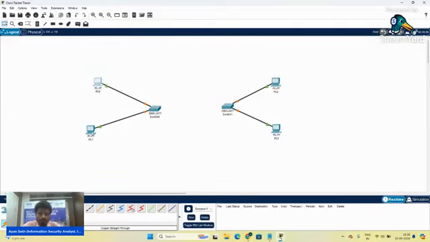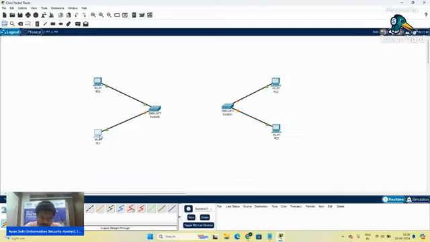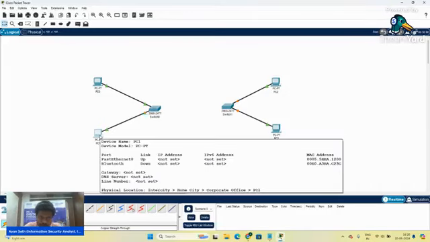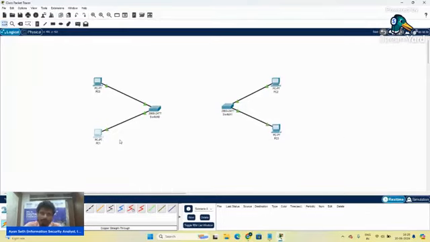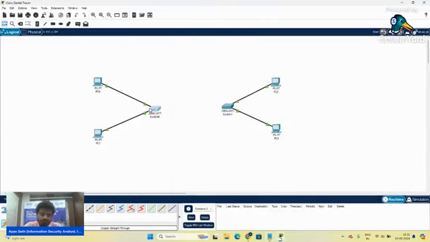Each of the PCs already has a MAC address. As you can see, if you hover on it, you will see the MAC address of the FastEthernet0, I mean the NIC card. That is 0005.5EA.1200. This is another representation of a MAC address. You can write MAC addresses this way, or you can write them in this particular way. I have already discussed these representations in the last video.